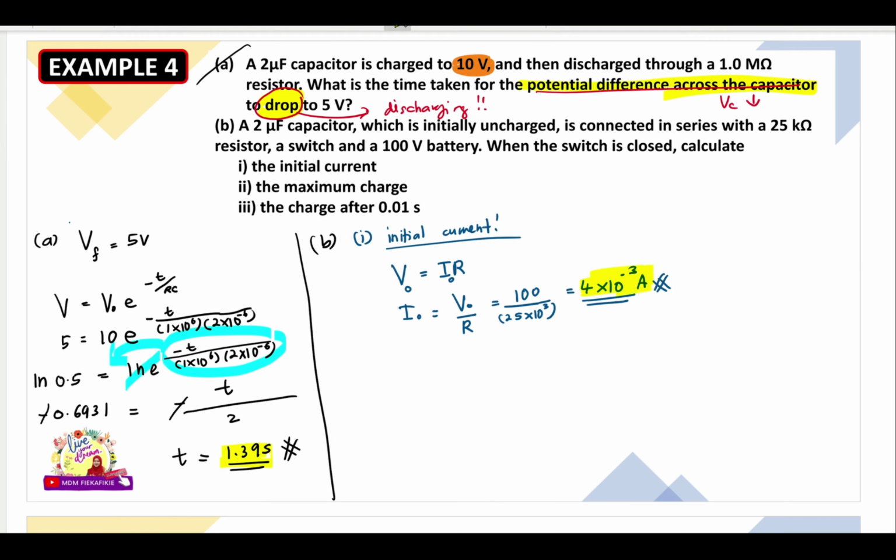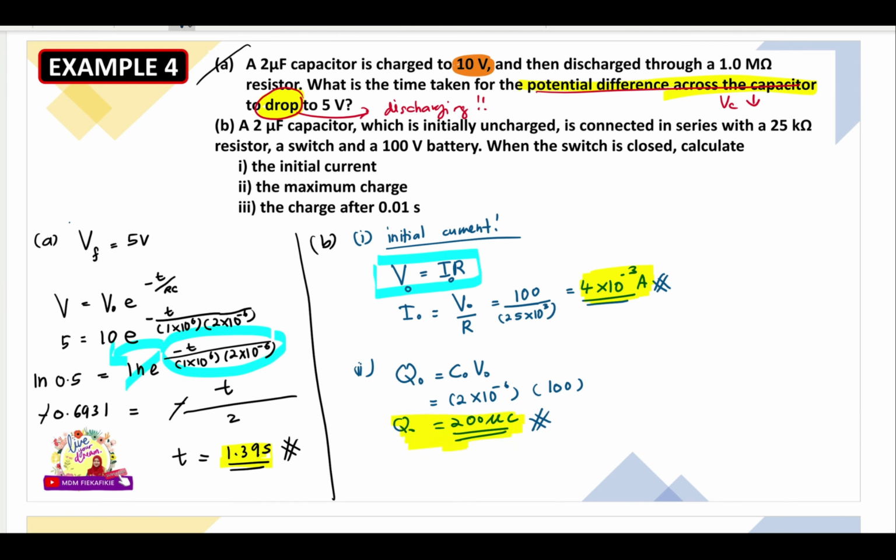Okay, ingat bila soalan minta kita kira the maximum current, so dia mesti formula ini, V0 daripada bateri, bahagikan dengan resistance in the circuit. Okay, so ini 1. Second, the maximum charge Q0 equal to C V0. So kapasitor kita pakai 2 micro and V tadi adalah bateri 100. So maximum charge stored in the capacitor should be 200 microcoulomb. Okay, so this is the answer.